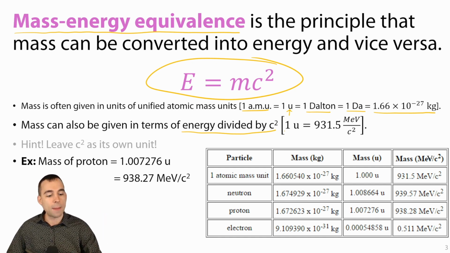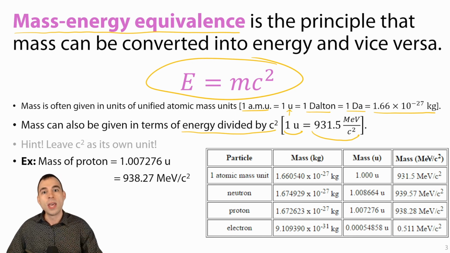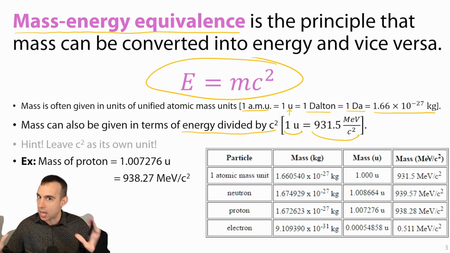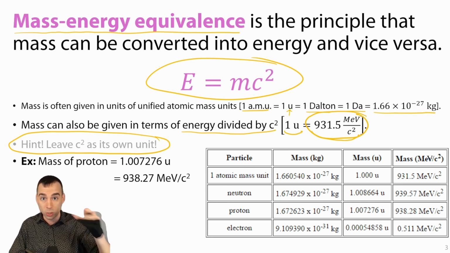And so one atomic mass unit u can be said to be equal to 931.5 mega electron volts per c squared. And now we do know a number for c. It's 3 × 10⁸ meters per second, but just for a moment, go ahead and make sure to leave c squared as its own unit. Do not multiply it out. Just leave it as its own unit. You'll see here for this mass, I presented this number as 931.5 mega electron volts per c squared. And I didn't divide by c squared or anything like that. I just left it exactly as it is.